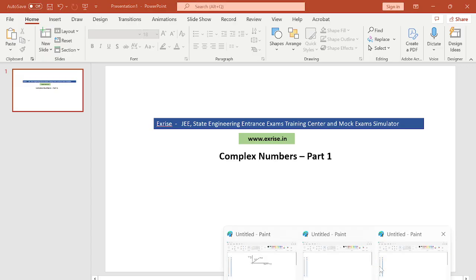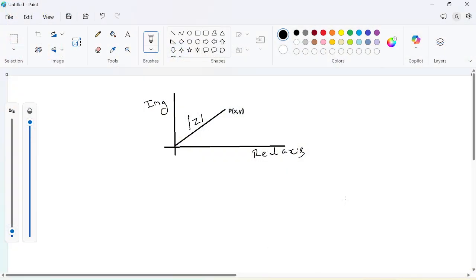Now, in the last session we have seen the modulus of a complex number. In the Argand plane, we represent the point P(x, y), where the real axis is the x-axis and the y-axis represents the imaginary part. The modulus of a complex number is the distance of the point on the Argand plane.